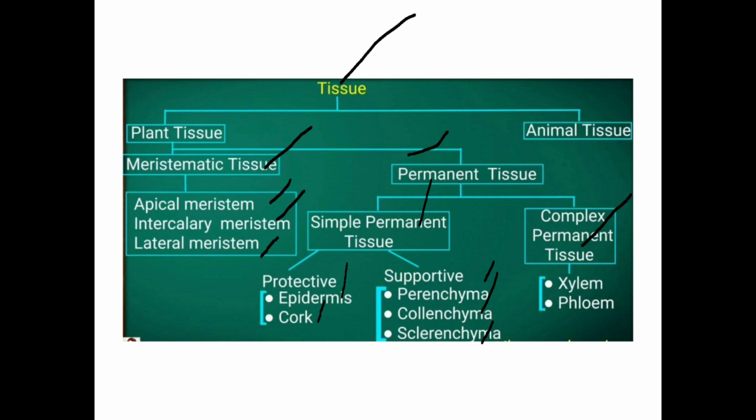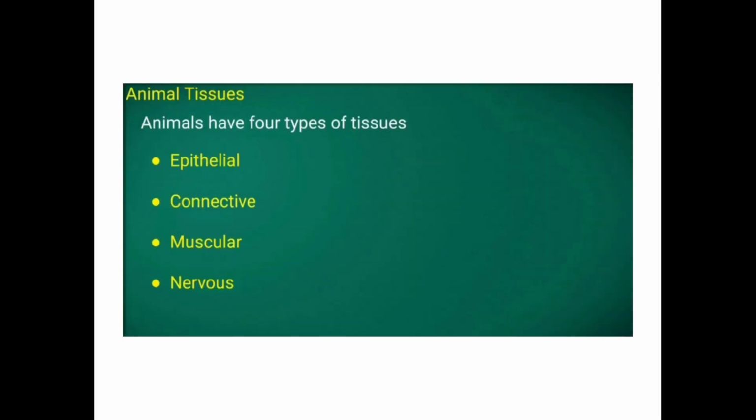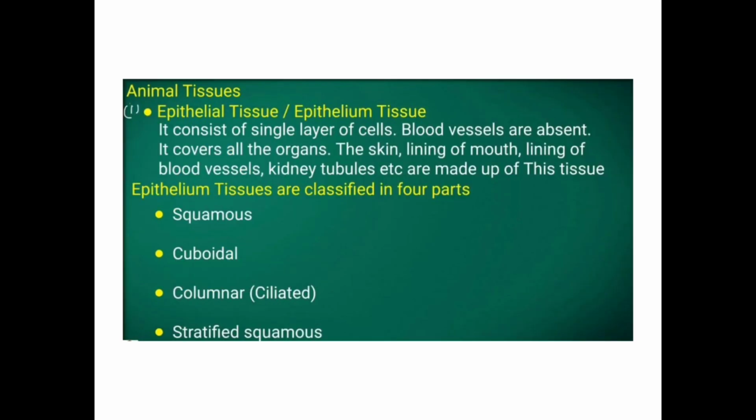Next we are going to discuss the animal tissues. Animal tissues are subdivided into four: epithelial, connective, muscular and nervous. These are the four major animal tissues. The first one is epithelial tissue. Epithelium consists of a large layer of cells. Blood vessels are absent, and it covers all the organs.